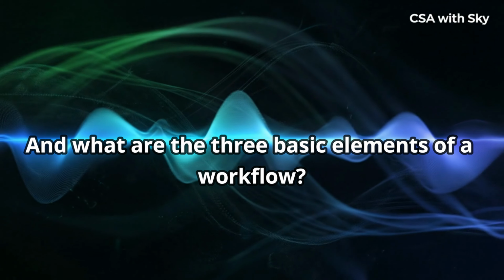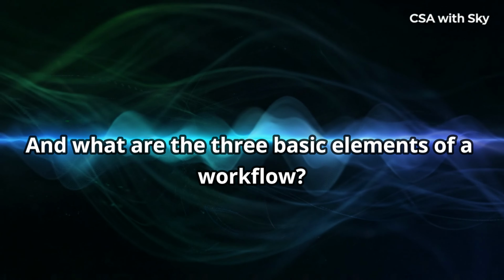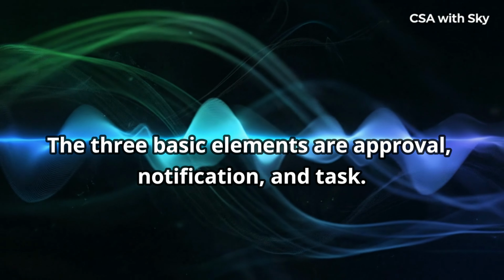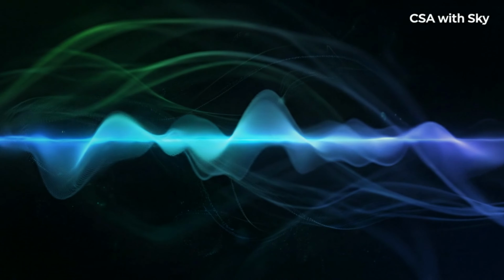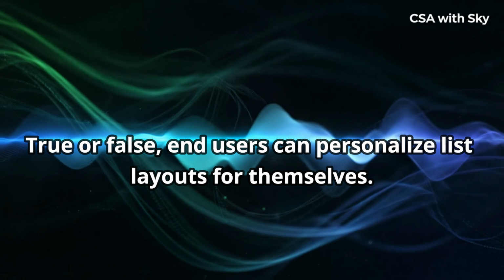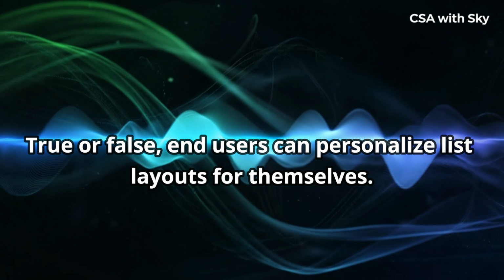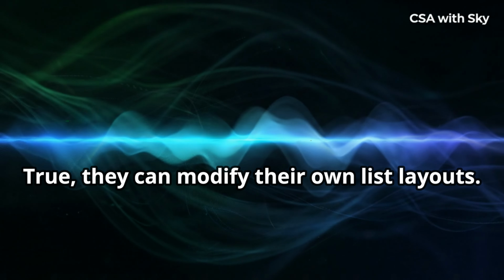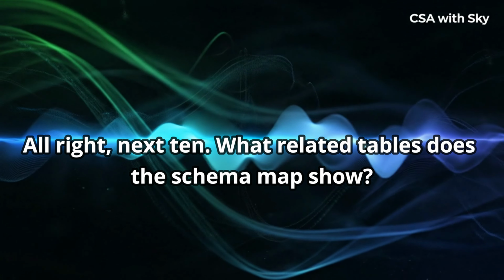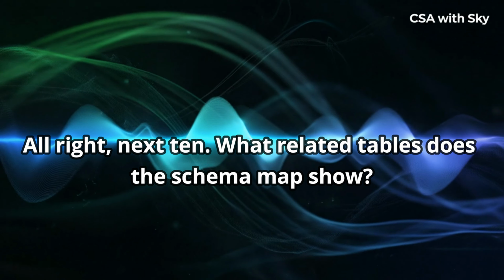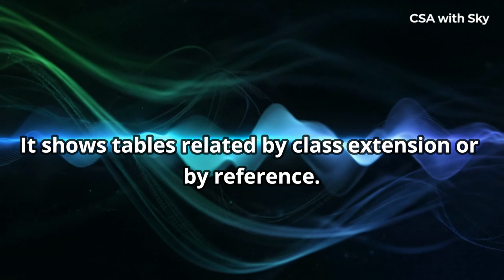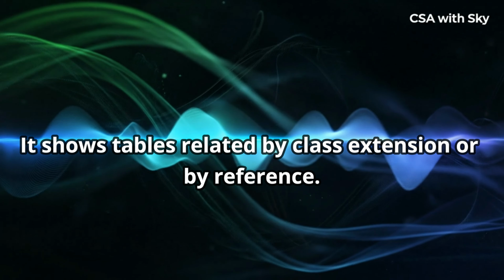And what are the three basic elements of a workflow? The three basic elements are approval, notification, and task. True or false? End users can personalize list layouts for themselves. True, they can modify their own list layouts. All right, next 10. What related tables does the schema map show? It shows tables related by class extension or by reference.